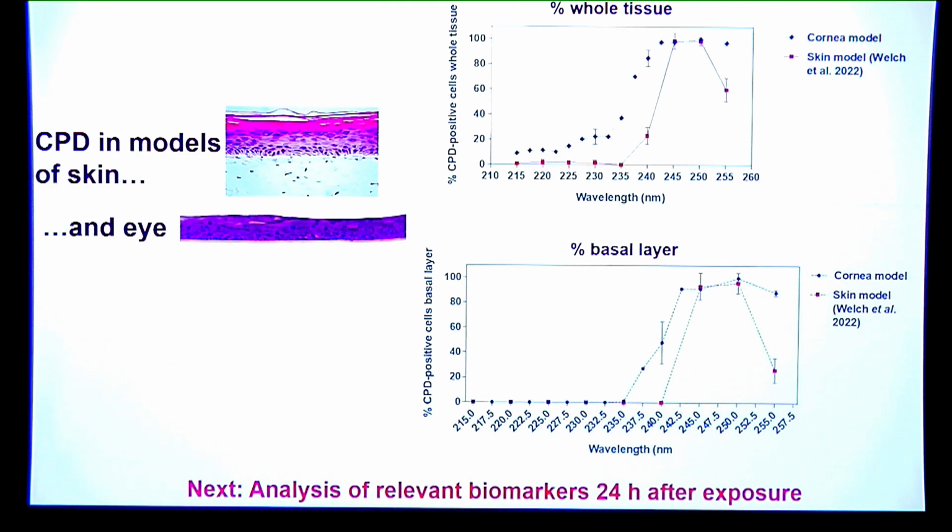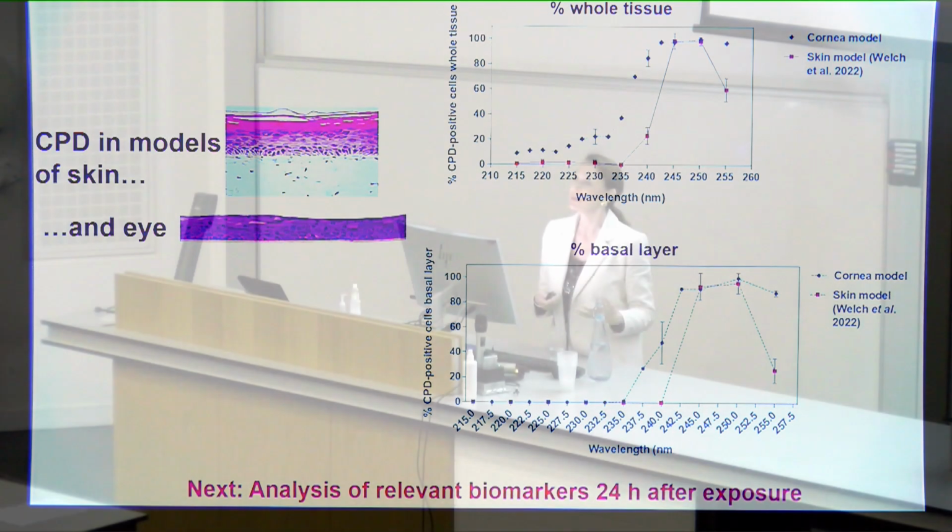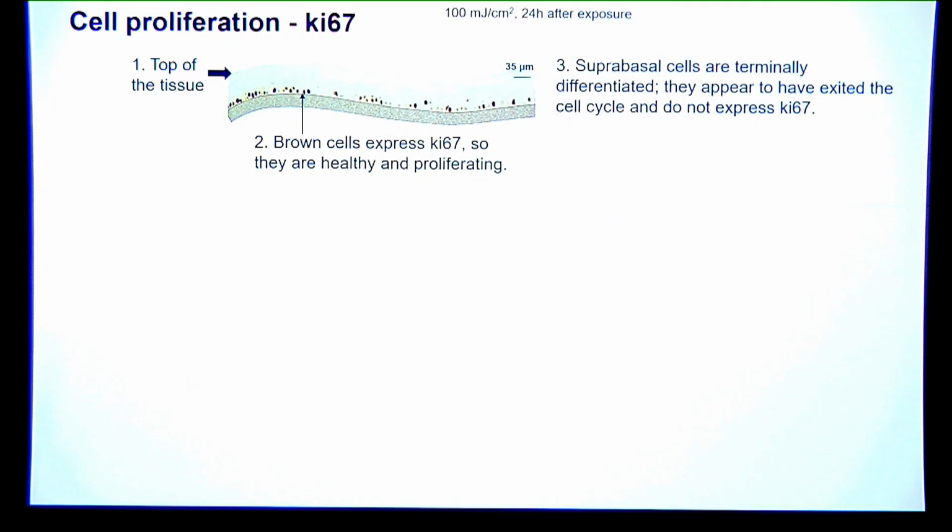What I'm going to show you next is an analysis of other relevant biomarkers, again, 24 hours after exposure. So I was looking at cell proliferation. When the cell proliferates, it means that it's healthy, that it's good. So what I was measuring here, what you would see as those brown cells, they do express this protein, Ki67, and that means that they are healthy.